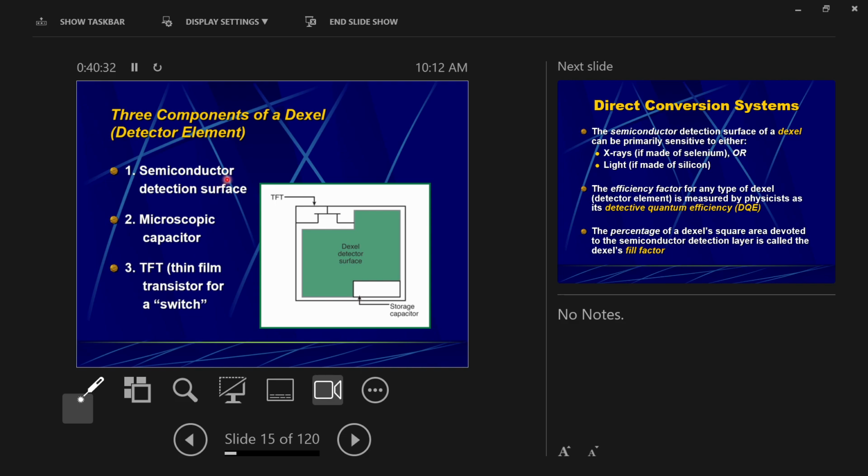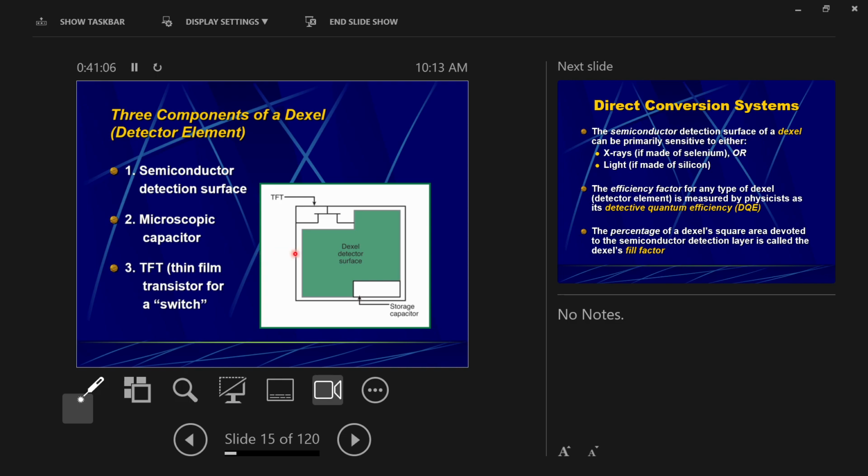So here's how you think about it. Let me just show. In green, we see the detector surface. Bottom right corner is the thing called the capacitor. Top left corner is the thing called the thin film transistor. The capacitor is a battery. Not a long-term battery, a short-term battery. The thin film transistor is a switch. Switches can be on or off.